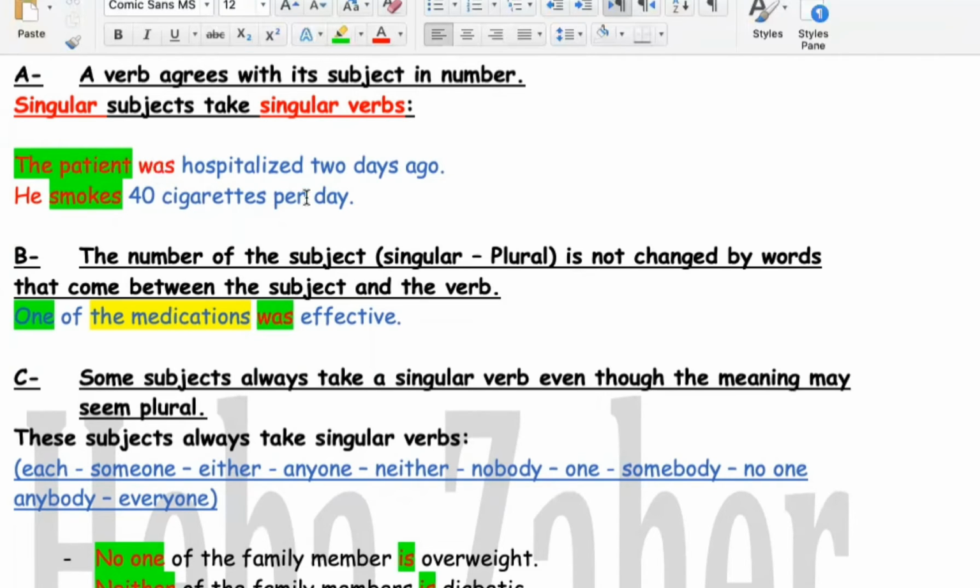He smokes 40 cigarettes per day. He here is the subject, in the singular form, and smokes, the verb, must agree with the subject in number, so he smokes. We cannot say he smoked, okay? He smokes 40 cigarettes per day.